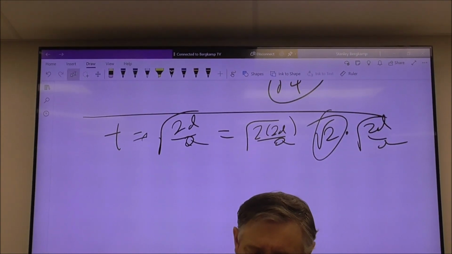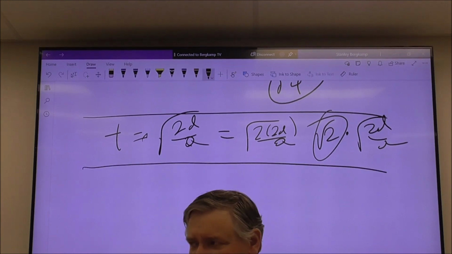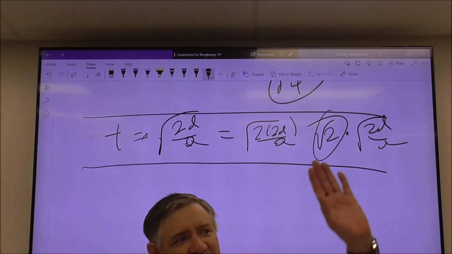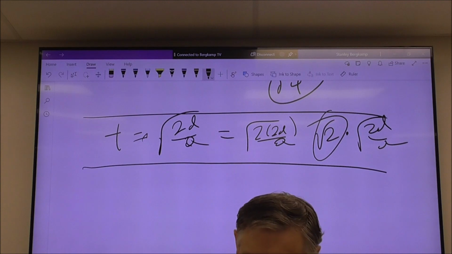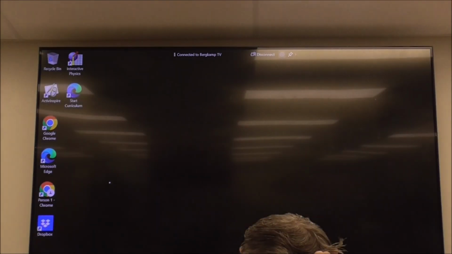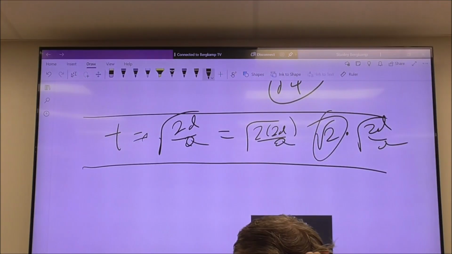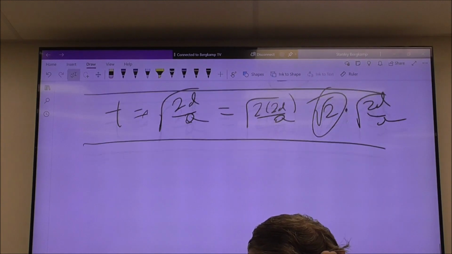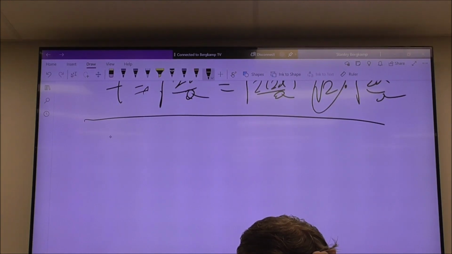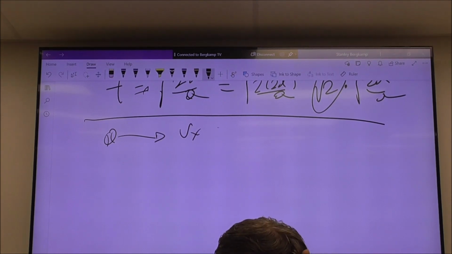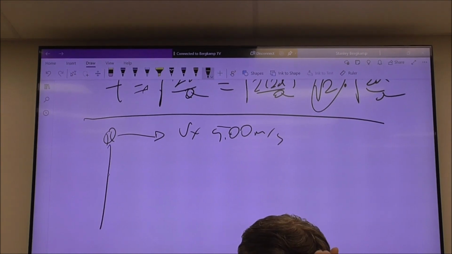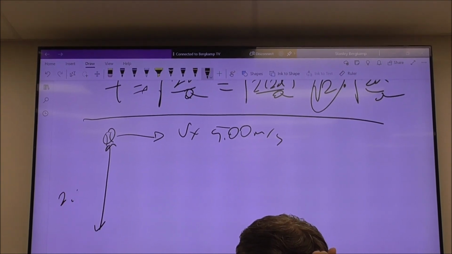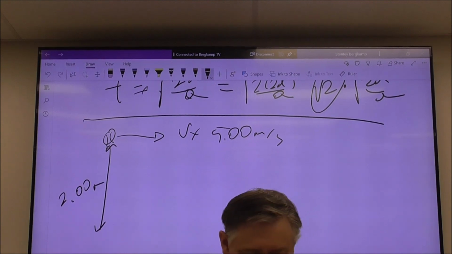Now, we're going to go back to projectile motion. So now we're back to the part of the story. I'm going to take that baseball, and I'm going to launch it with a horizontal velocity of 5 meters per second from a height of 2 meters above the ground.